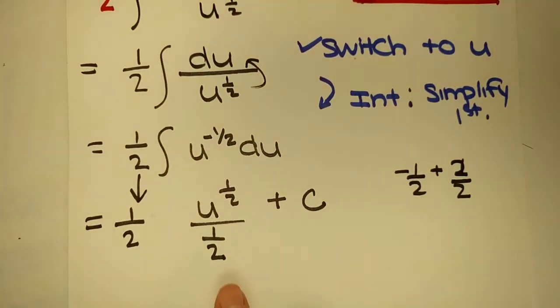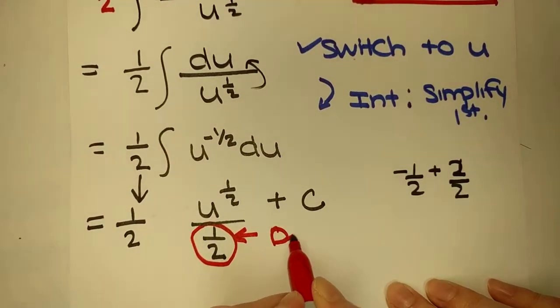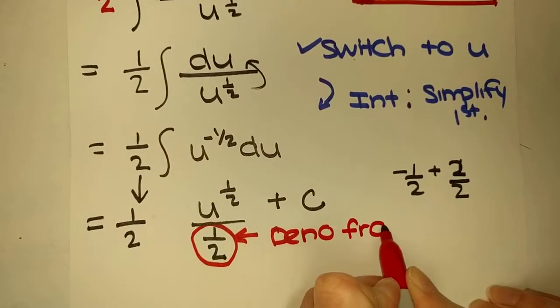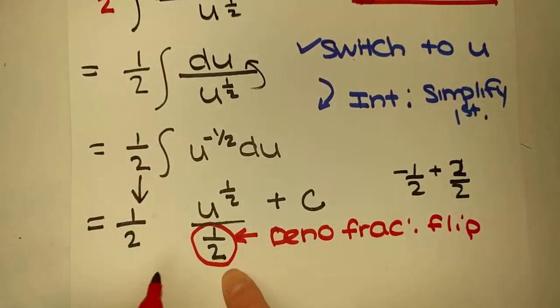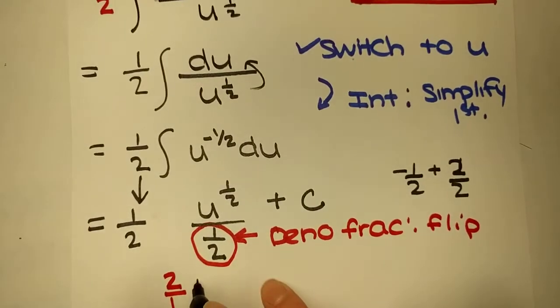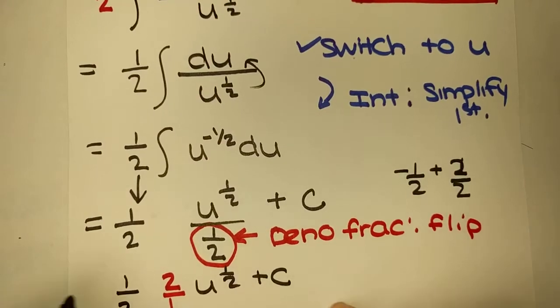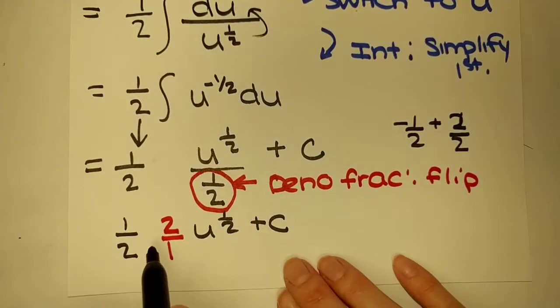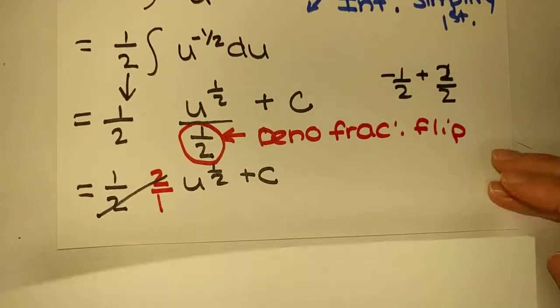All right, we've talked about this a little bit before, but anytime you have a fraction in the denominator, you are always going to flip it. So if I flip that denominator fraction, that is going to become 2 over 1, and then I will have my u to the 1/2 plus c, and this 1/2 will tag along. So you see by flipping that, these 2's cancel out, and you're left with u to the 1/2 plus c. So now we are finished with our integration step and simplification.